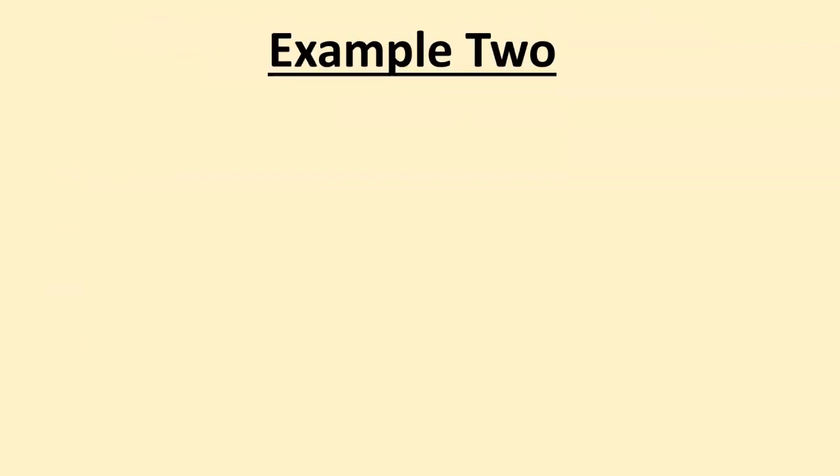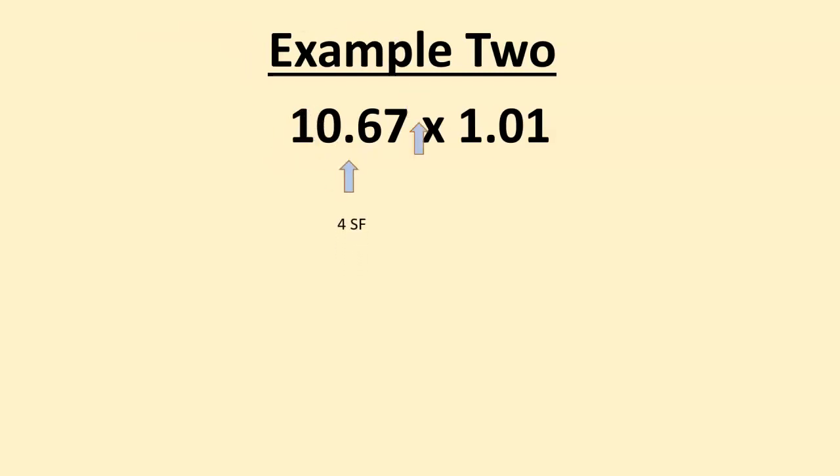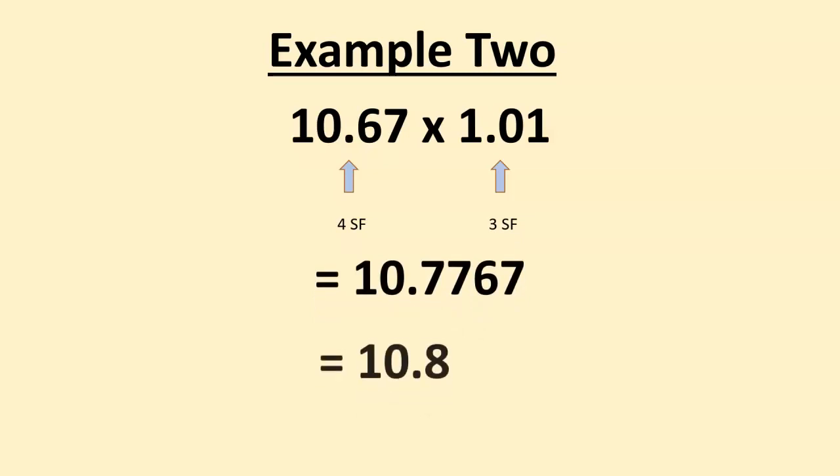If we do a second example problem, we're going to go ahead and say it's 10.67 times 1.01. 10.67, you guessed it, 4 sig figs, and 1.01, guessed it again, 3 significant figures. We plug it into our calculator, we get 10.7767, where we're going to round to 3 significant figures. We're going to end up with 10.8 as our final answer with 3 sig figs.